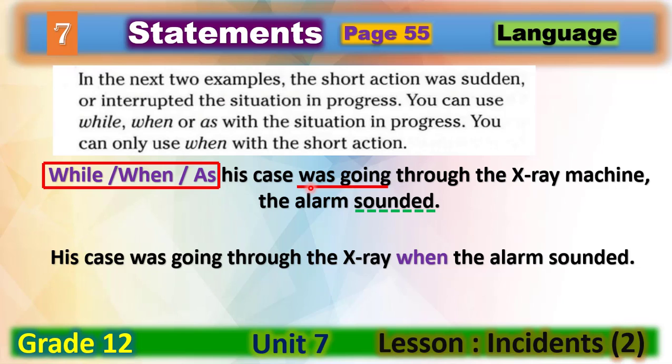Can we use when, while, as in the middle of the sentence? No. In this sentence, we can only use when in the middle of the sentence. We can't use while or as. So, when it comes in the middle of the sentence, the tense before it will be past continuous or past progressive, and the tense after it will be past simple. His case was going through the X-ray when the alarm sounded.